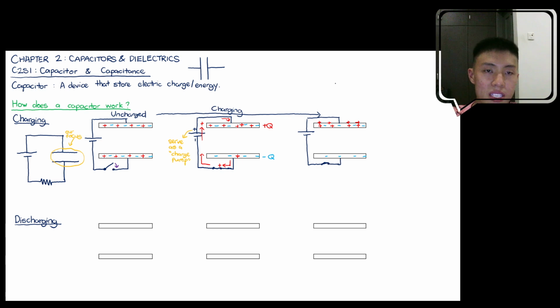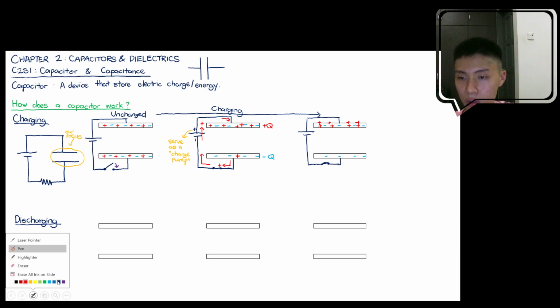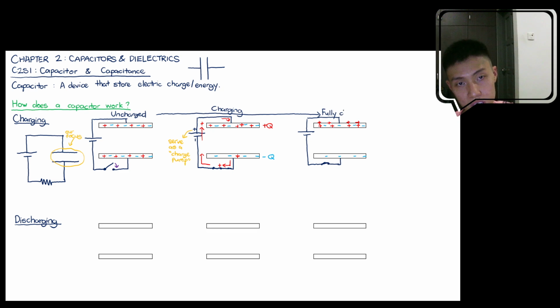Right now you can see there's a maximum number of positive charges accumulated over here, and the negative plate has lost the maximum amount of positive charge that it can lose. Of course, in real life there are millions to billions of these charges; I'm just using a simplified diagram. When you cannot shift any more positive charges to the upper plate, we can say the capacitor is fully charged.